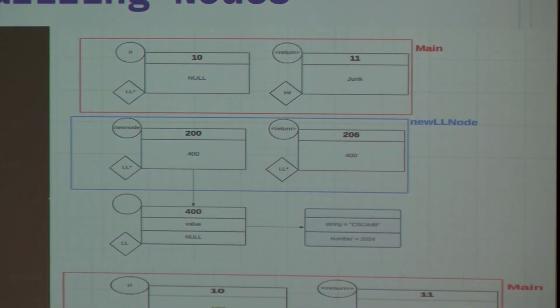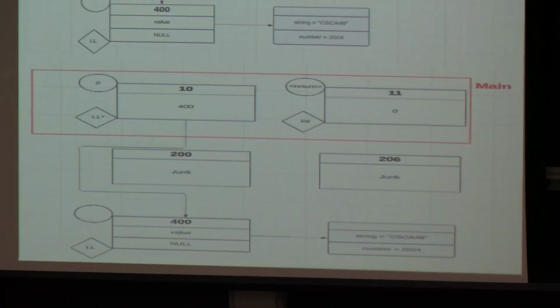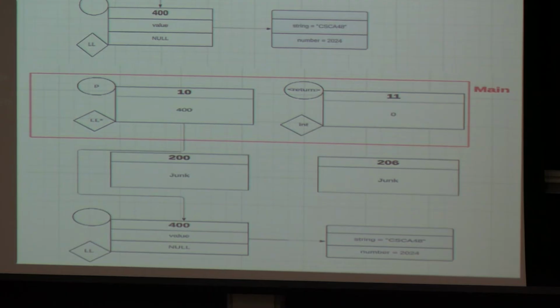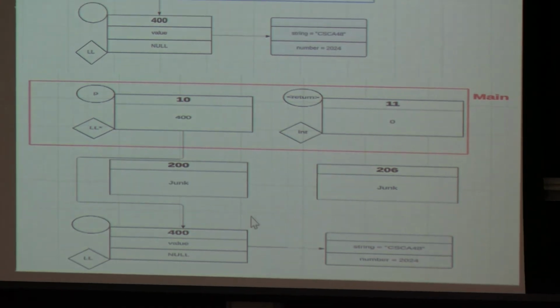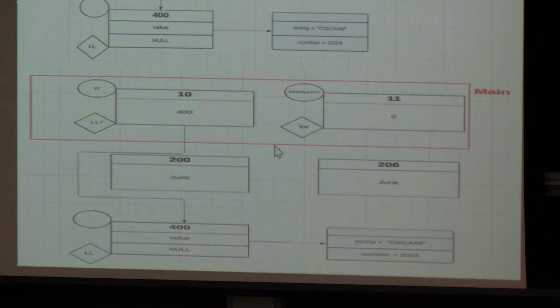Right before the program terminates, we release the new LL node function. So this gets released. And this value gets returned back to the value p. So now p stores the memory address 400. And our return value is 0, signifying our program executed correctly. So does anyone have any questions about this part? Yes?